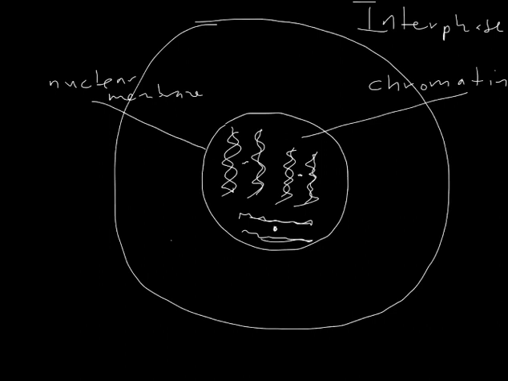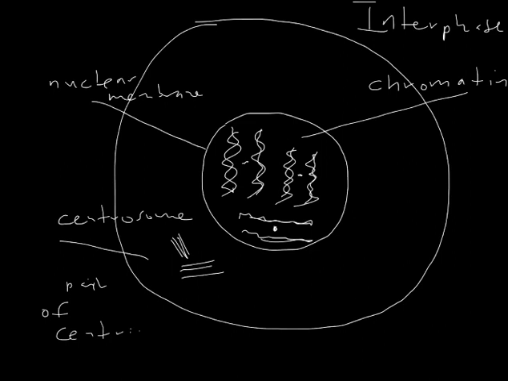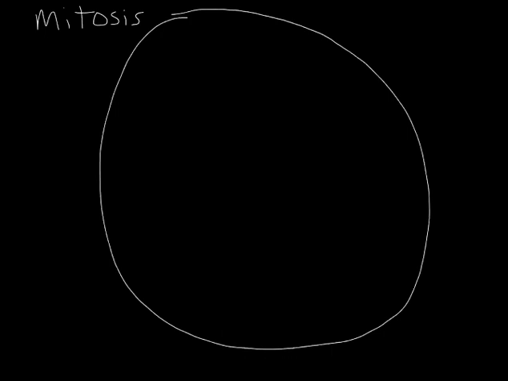And out in the cytoplasm we have what are known as the centrosome, which is made up of a pair of centrioles that are going to be used later to divide those sister chromatids and help divide the cell. As the cell then enters into mitosis, or the actual cell division, the first stage is known as prophase.